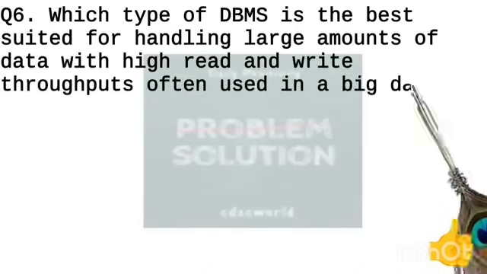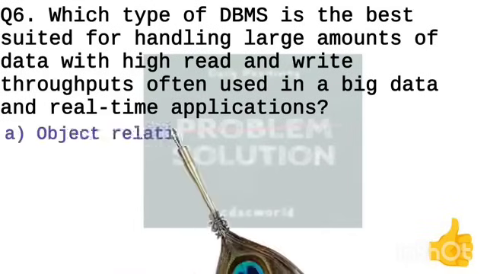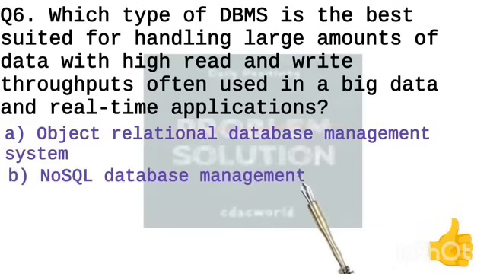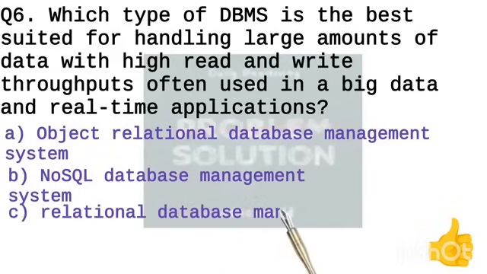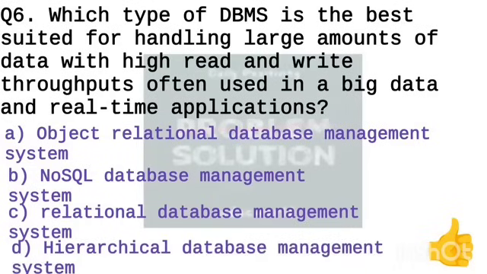Query number 6. Which type of DBMS is best suited for handling large amounts of data with high read and write throughput, often used in big data and real-time applications? Option A, object relational database management system. Option B, NoSQL database management system. Option C, relational database management system. And option D, hierarchical database management system.